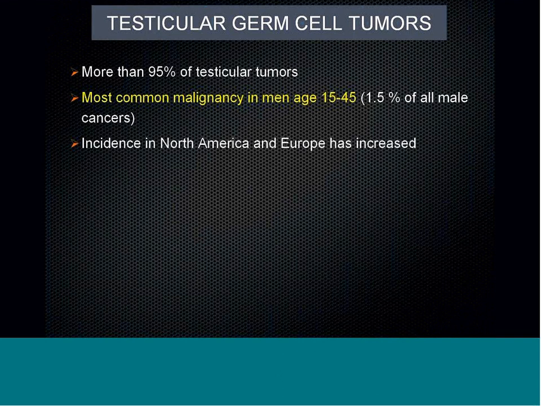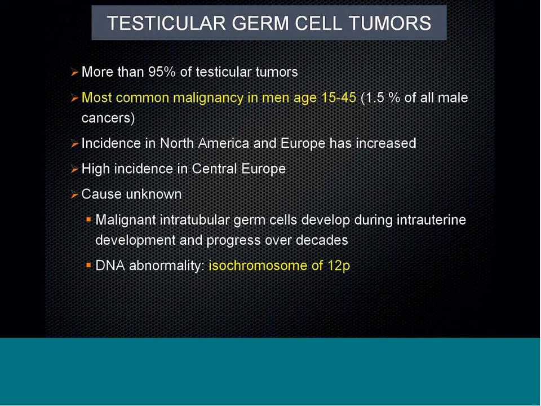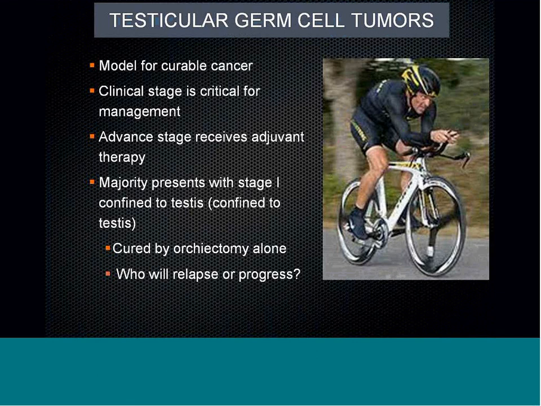Although it's an uncommon cancer, its incidence is increased in North America and Europe, and there's a higher incidence in Central Europe. The cause is unknown, but there's a very common DNA abnormality that's associated with all germ cell tumors, which is an isochromosome of the short arm of chromosome 12, which is found in all germ cell tumors.